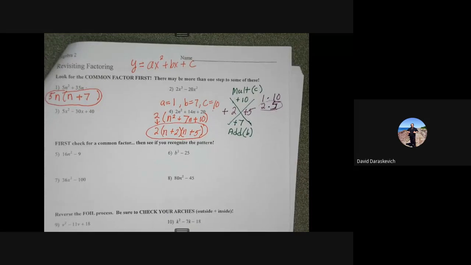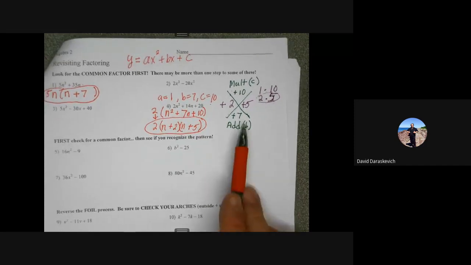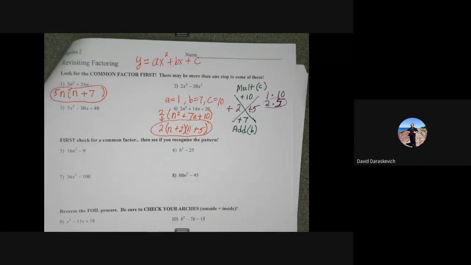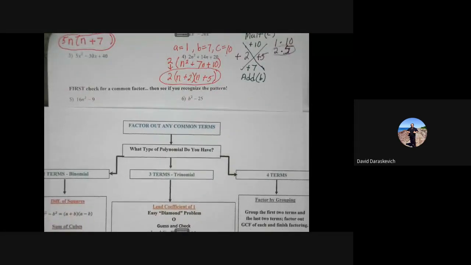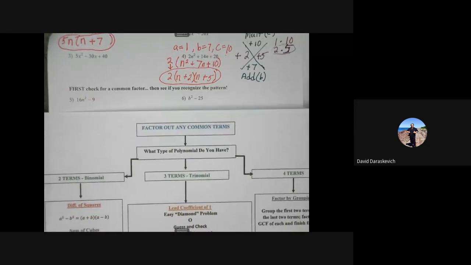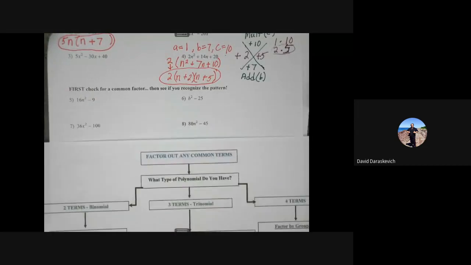Okay. Let's continue on. I'm going to come back to this Diamond Xbox method, or whatever you call it, because there's a little hiccup in that. All right, let's look at the next problems, 5 through 8.